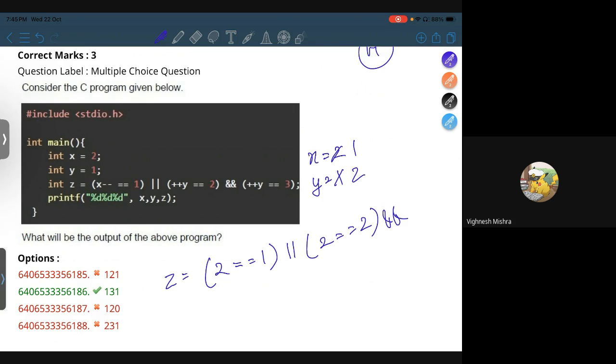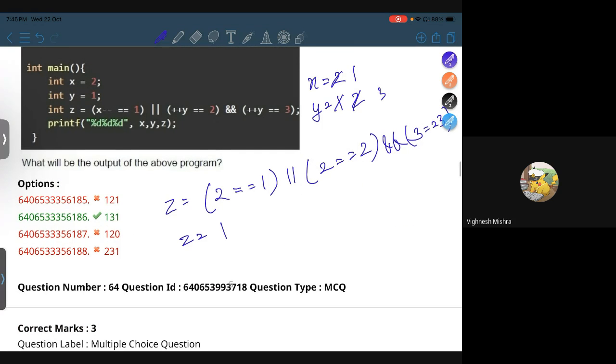And then 3 becomes 3. It becomes 3. 3 double equal to 3. So z will be equal to 1. So x is 1, y is 3, z is 1.